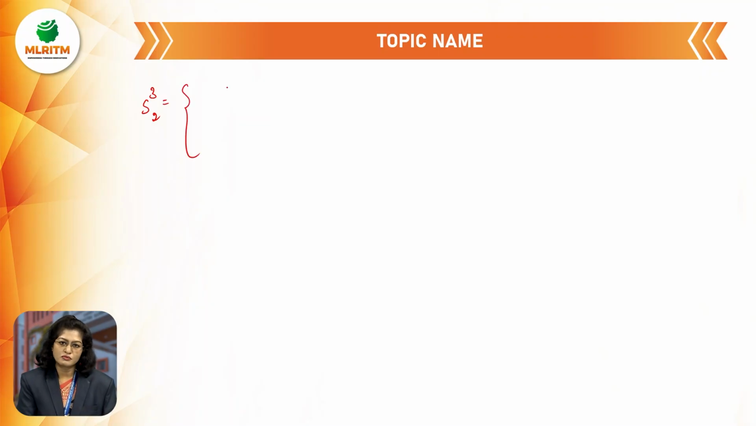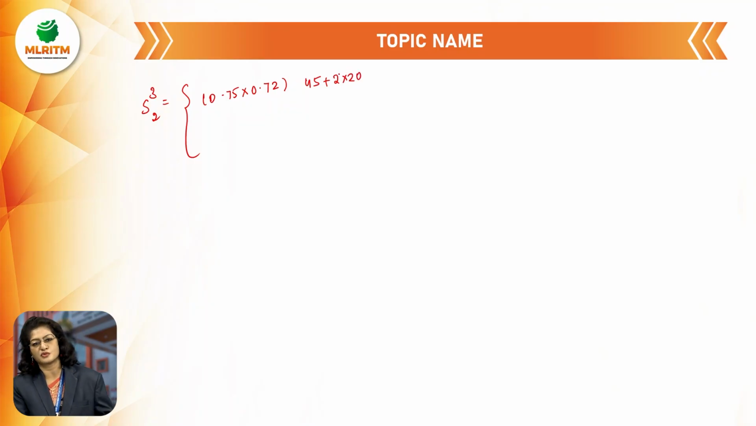So now S2 3 equals to. So it's a long procedure calculation part we have. So 0.75 into 0.72. Now 45 you need to take plus 2 into 20 times. Alright, why? Because that is 1 into 20, 2 into 20 and 3 copies means 3 into 20 like that. 2 into 20. And next is 0.75 into 0.864. So 60 plus 2 into 20 again.